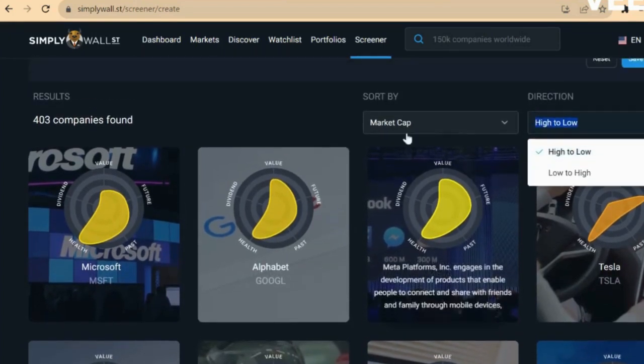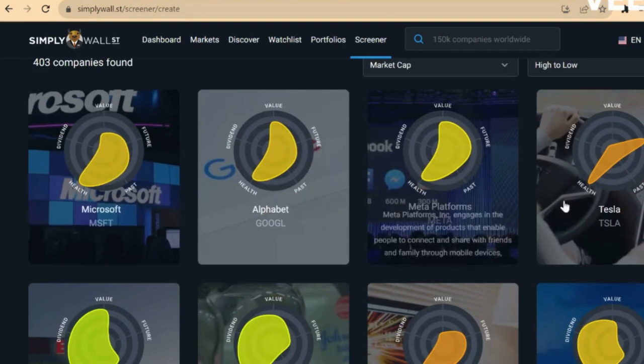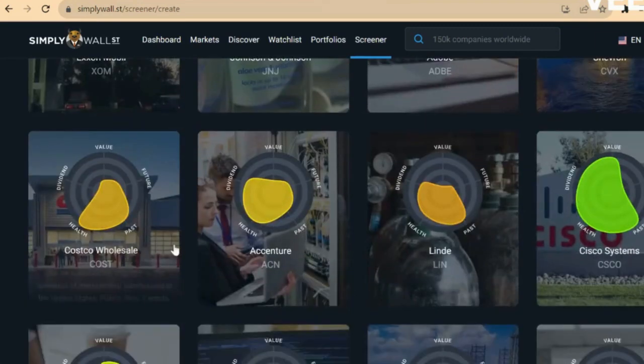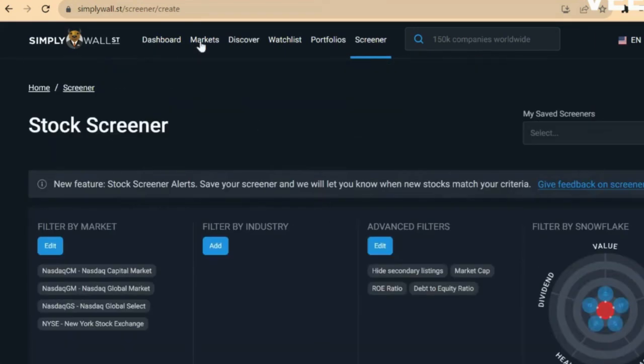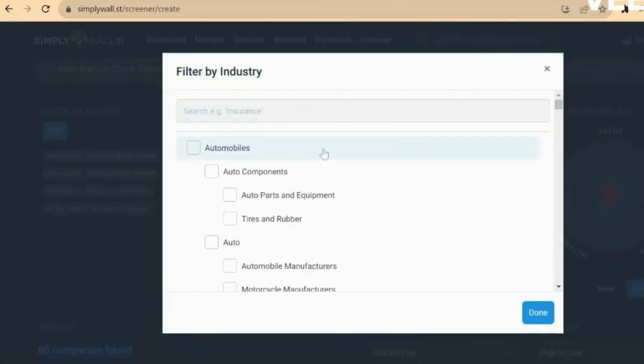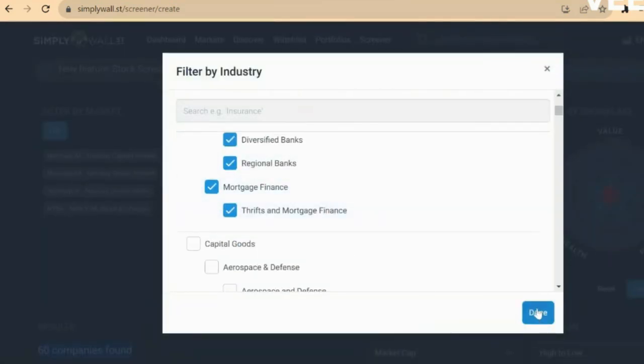But one thing to remember is banks didn't come in these 400 companies, as banks' work is to take loans and give loans, so the debt to equity ratio will be higher. For this case, we choose banks in the industry type, and we will deselect the debt to equity filter. Now we have got 60 companies approx.